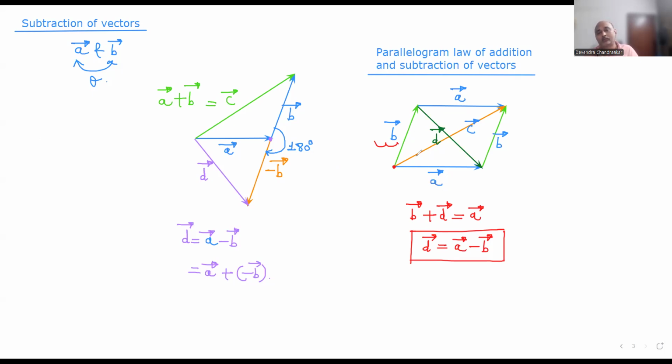Yes or no? So this is called as parallelogram. One of the diagonals is representing addition. The other diagonal is representing subtraction, right? This is called as parallelogram law of addition of vectors.